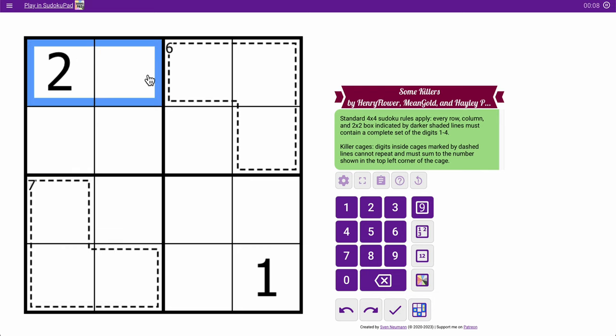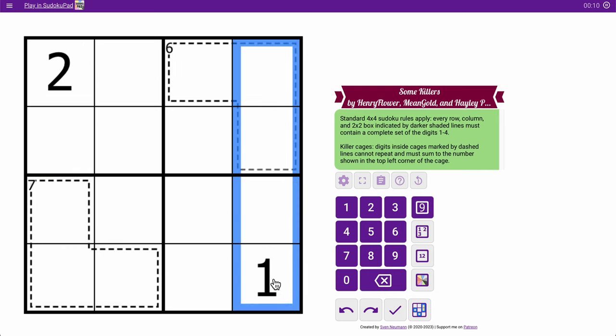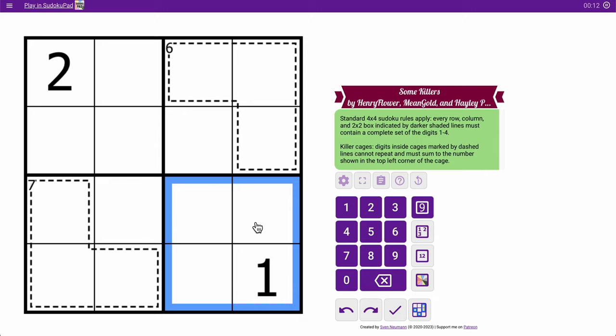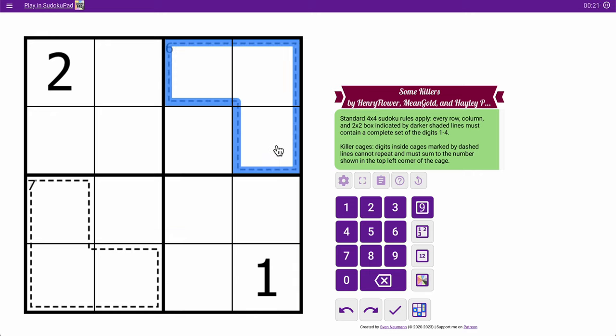And then every one of these rows, columns, and 2x2 boxes, shown here in blue, have to contain a set of 1 to 4. Okay, so first I look at the killer cages. 6 and 3 cells must be 1, 2, 3. 1 sees 2 of these, that must be a 1.